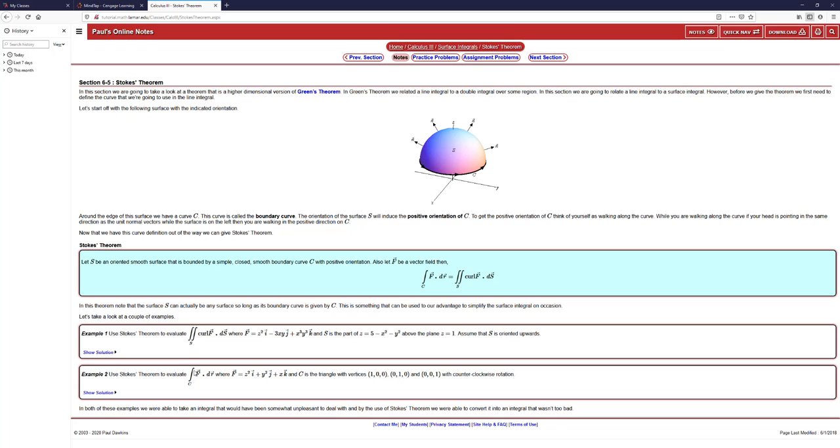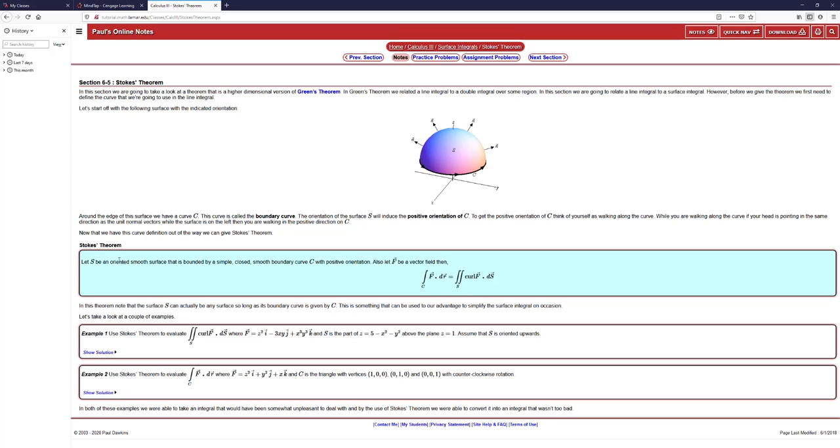It says around the edge of the surface we have a curve C, just like on the other. This curve is a boundary curve. The orientation on the surface S will induce a positive orientation of C because it's going around this way. To get the positive orientation of C, think of yourself as walking along the curve. When you walk along the curve, if your head is pointing in the same direction as the normal vectors, while the surface is on the left, then you're walking in the positive direction of C.